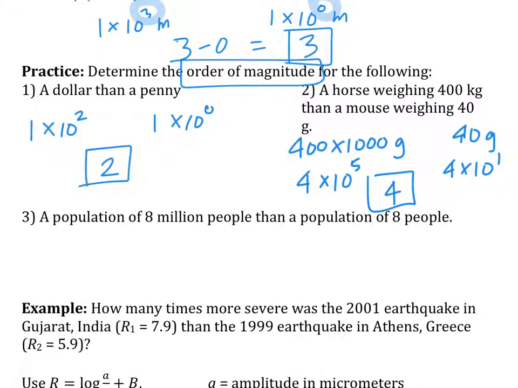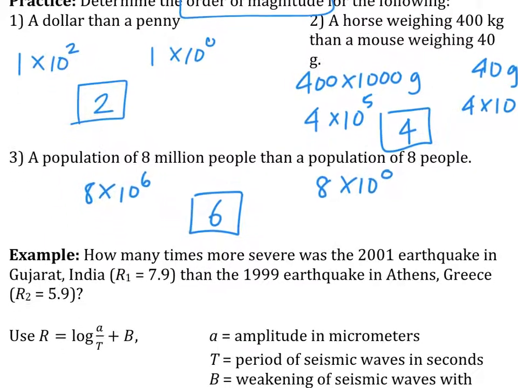The last one is population of 8 million. A million means 6 zeros. So that is 8 times 10 to the 6th. 8 people is just 8 times 10 to the 0. So that's 6 orders of magnitude. Pretty easy, right?